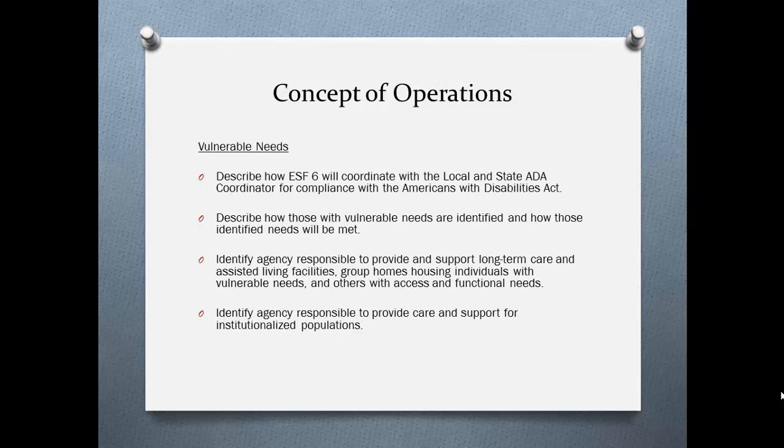And then under the heading of vulnerable needs, you will need to describe how ESF 6 will coordinate with the local and state ADA coordinator for compliance with the Americans with Disabilities Act. You'll also describe how those vulnerable needs are identified and how those identified needs will be met. Then identify agencies responsible to provide and support long-term care and assisted living facilities, group homes housing individuals with vulnerable needs, and others with access and functional needs. Then you will identify agencies responsible for providing care and support for institutionalized population.